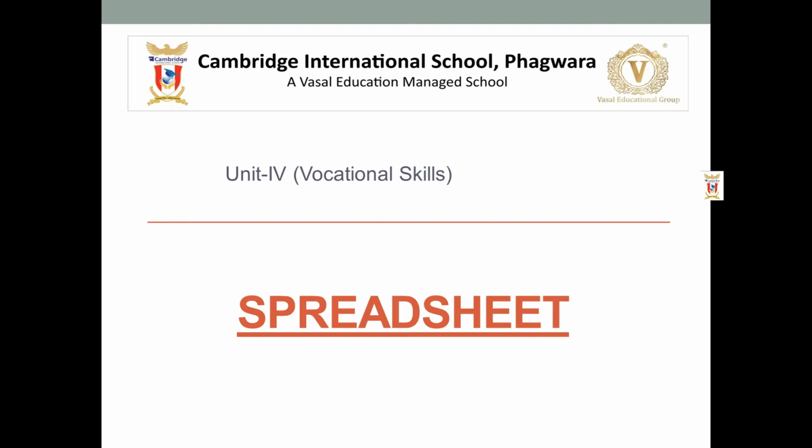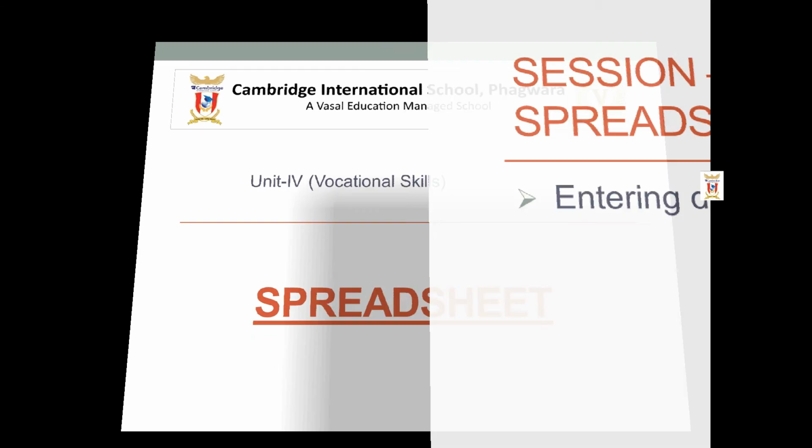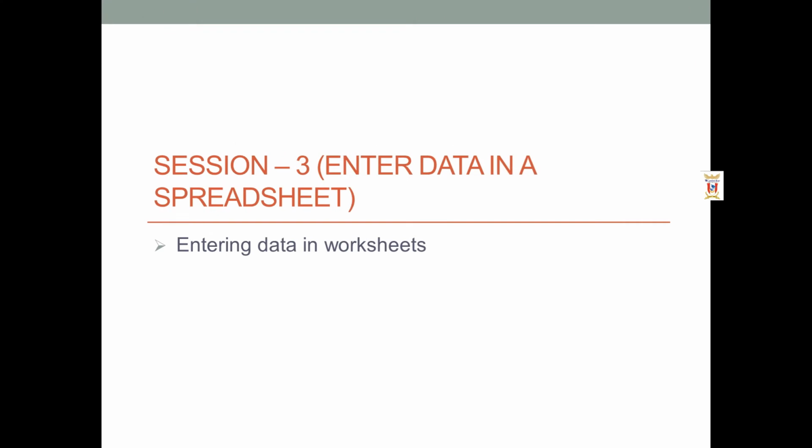We are doing unit number 4 of vocational skills, that is spreadsheet. So in today's video, we will be covering two sessions. Session number 3, enter data in a spreadsheet, and session number 4, basic calculations. So let's start with session number 3.